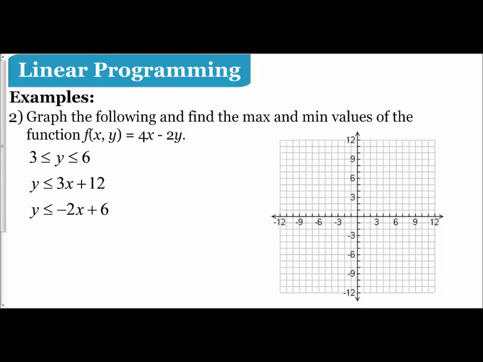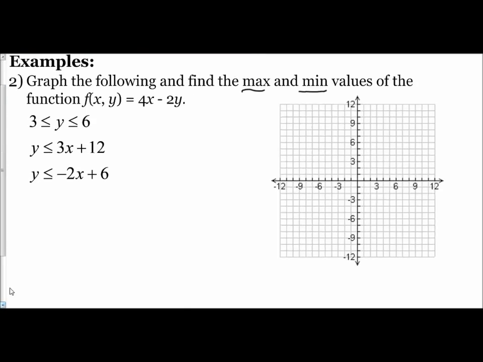In the following video, we're going to examine how to find both the max and the min values of a function. So in this linear programming example, it says graph the following and find the max and min values of the function f of x, y equals 4x minus 2y. And we're told these three inequalities.